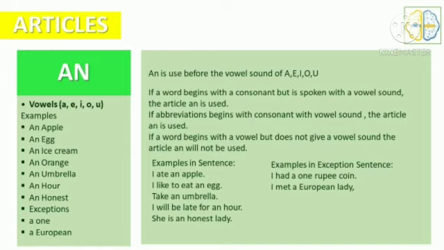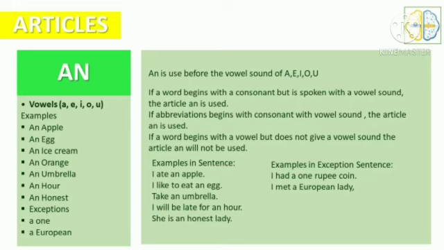So I think after looking at the article an, you must have cleared up these things. For article a and article an, you have to remember the sound of the word. If the word starts with a consonant sound, the article a is used, and if the word starts with a vowel sound, article an is used. It's as simple as that. Okay, hope it's clear to you.